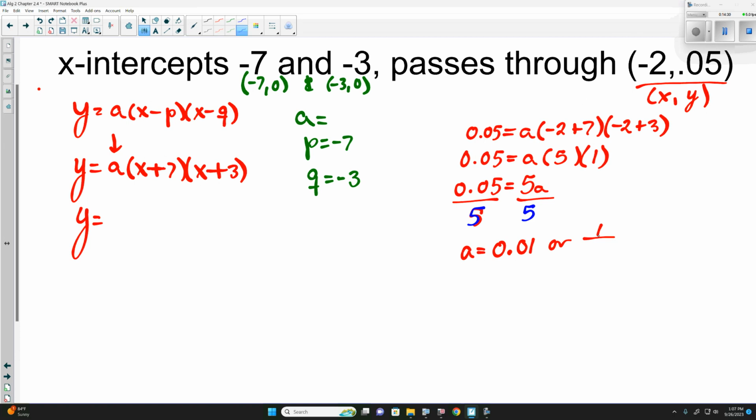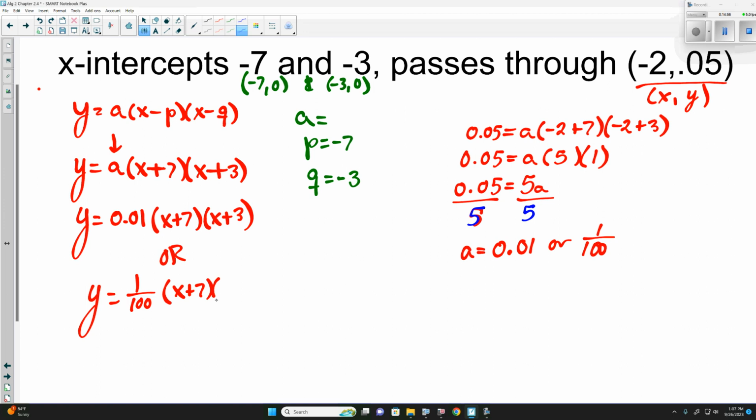This is going to be 1 over what? Do y'all know? 100. So our final answer, we can plug in 0.01 for a times x plus 7 times x plus 3. Or we can write it as y equals 1 over 100 times x plus 7 times x plus 3.